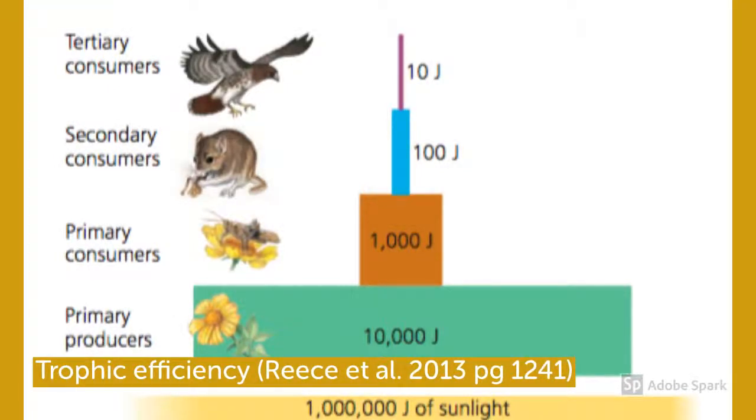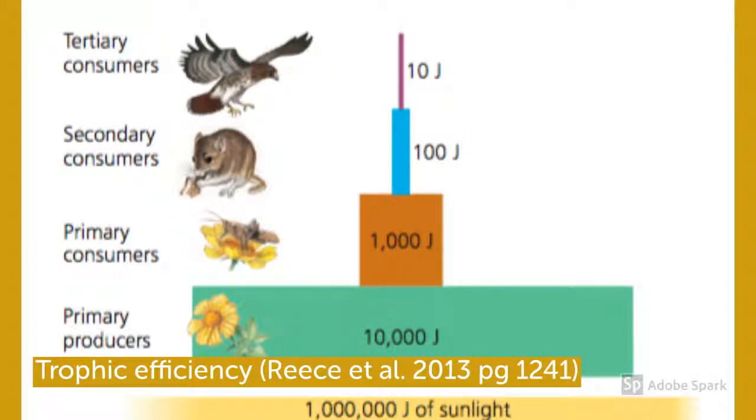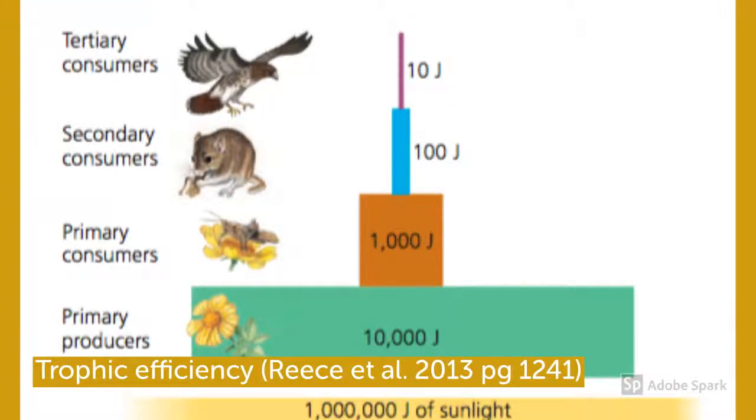So now those 10,000 joules are available for the primary consumer to use because it's going to eat that primary producer. So it uses those 10,000 joules, and then only 10% of those 10,000 joules, so 1,000 joules, can be transferred from the primary consumer to the secondary consumer. This pattern of trophic efficiency continues up the pyramid, and so the pattern to keep in mind is 10% of the energy that is available will be able to be transferred on over to the next trophic level.